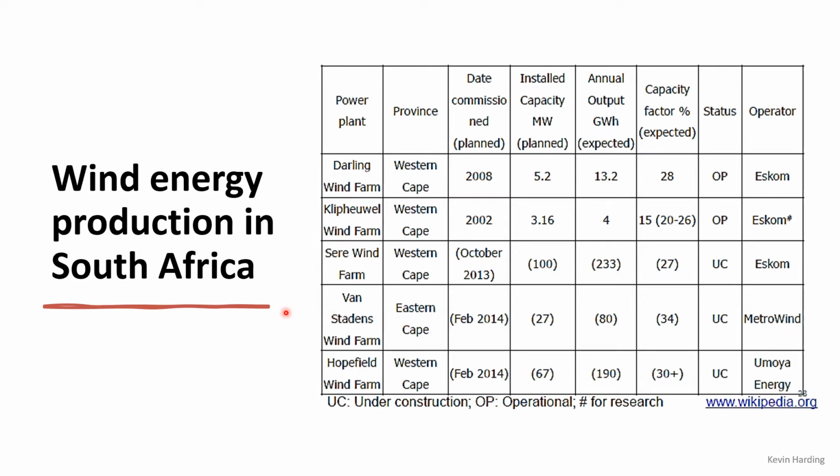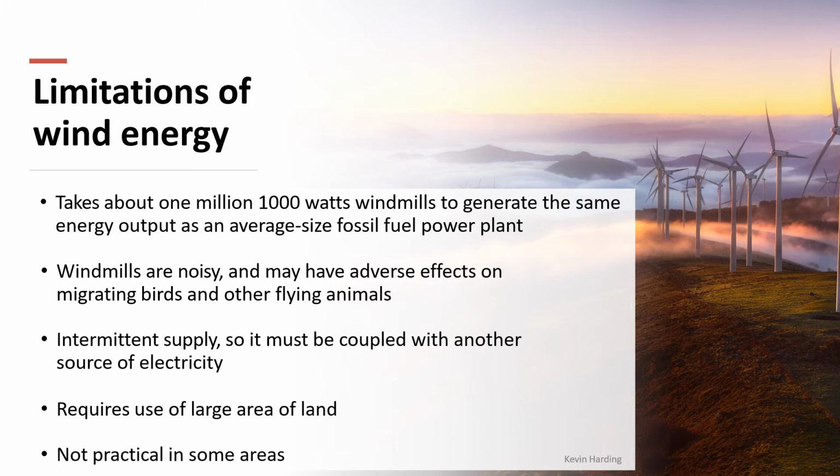I know there are more installations in the Eastern Cape. This number is probably quite a lot bigger now. You'll see that the operators on these, some of them are Eskom, so we are still relying on some Eskom power for this. But the other thing is that there are independent power suppliers now that are also adding to our national energy grid. So Metro Wind and Umoya Energy are now also adding to the production.